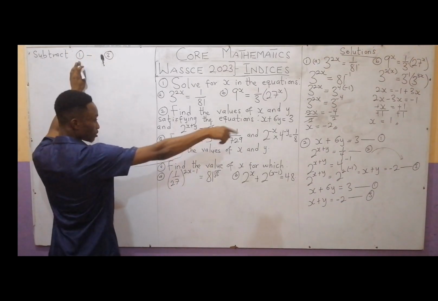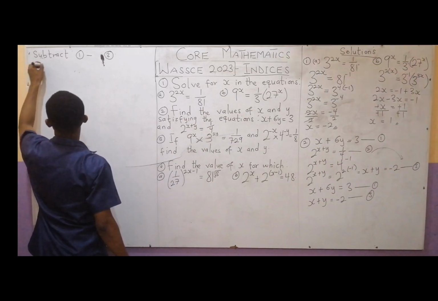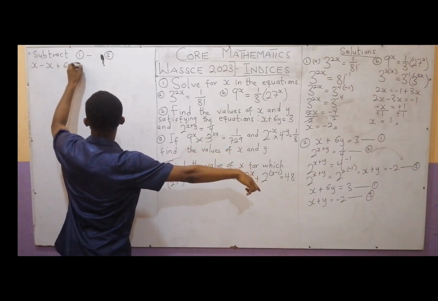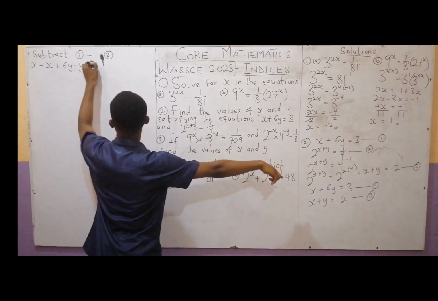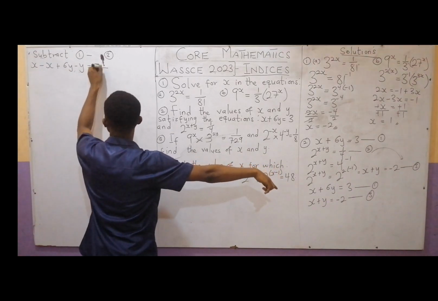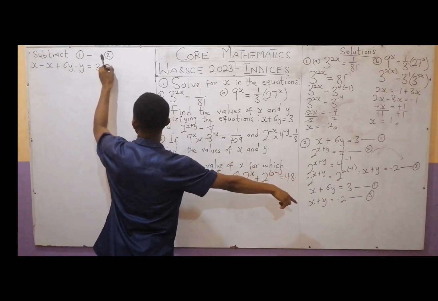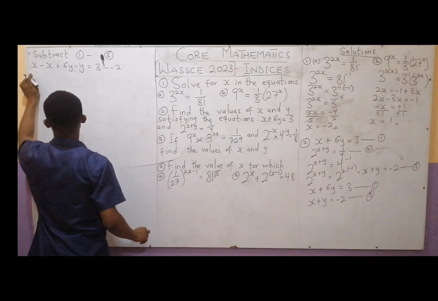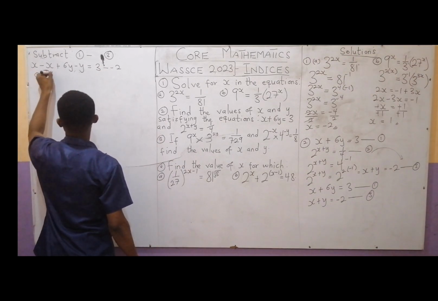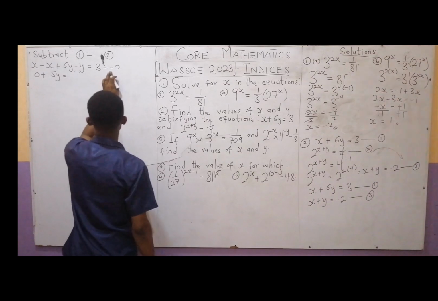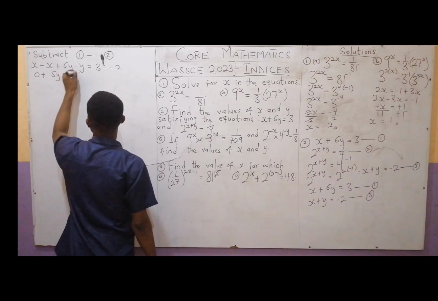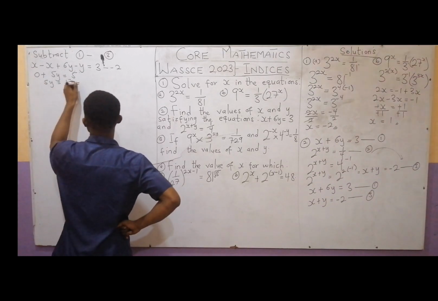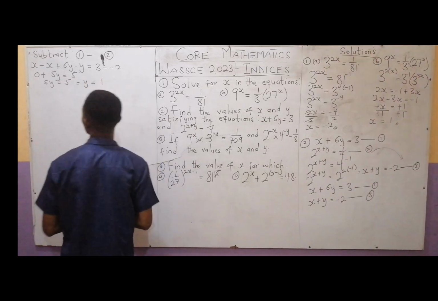So what is equation 1? So let's subtract. So that will be x minus x, then plus 6y minus y is equal to 3. We are subtracting, so minus, and the 2 comes with a negative. So x minus x gives 0. 6y minus y gives 5y. Negative and negative become positive. So 3 plus 2 will give us 5. Now 5y is equal to 5, since this 0 makes no difference. So y will be equal to 1.